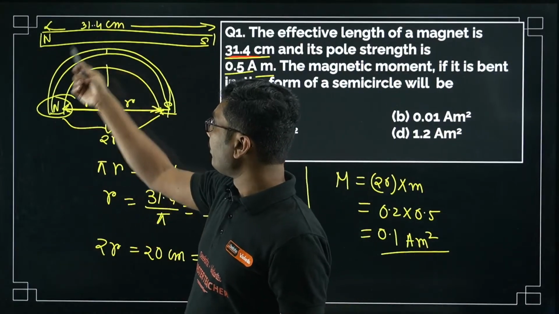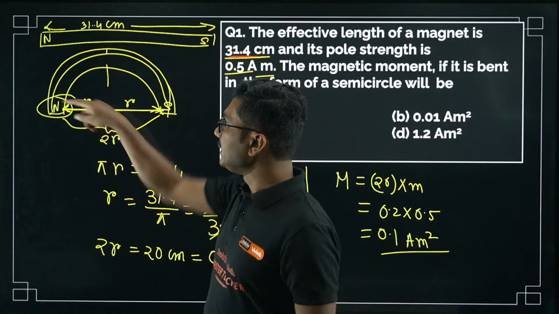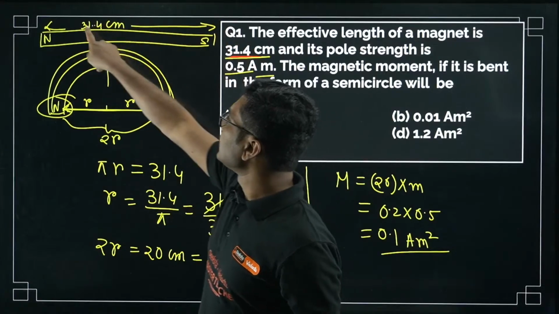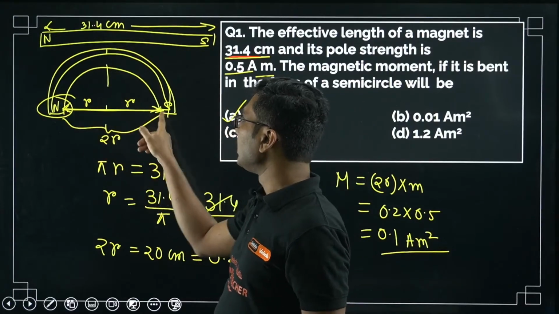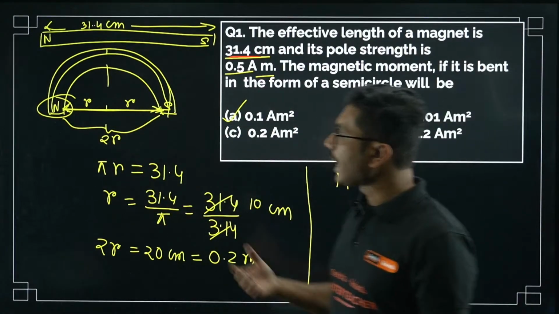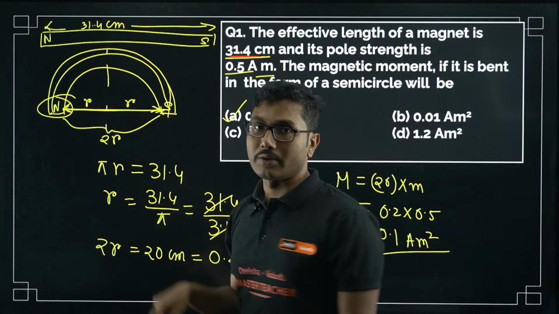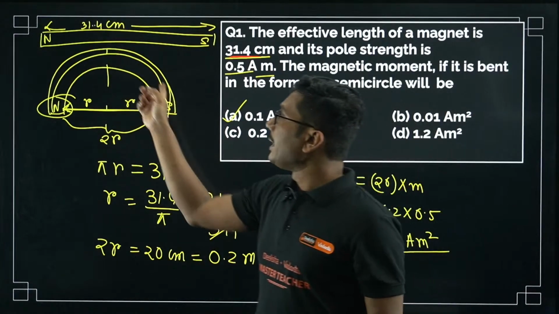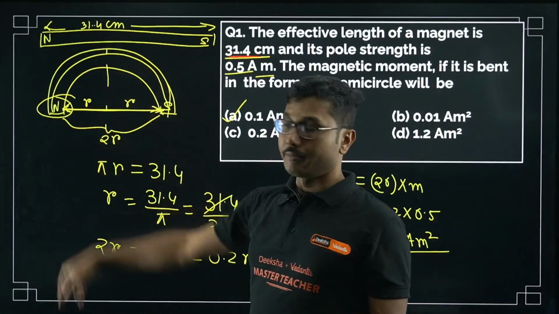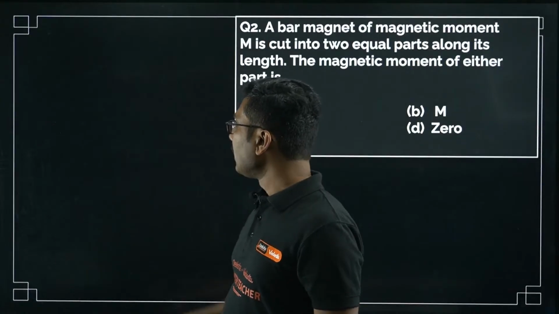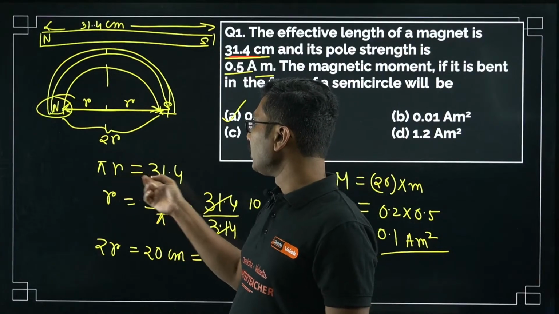Now as you have bent it, the distance between the poles has changed. So this is the new distance. Initially, when they are straight, the distance between them was 31.4 centimeter. Now because you have bent it, the distance between the poles has changed. So how to calculate this new distance? We know that it is bent in a semicircular form. What is the circumference of a semicircular form? The circumference is basically pi r. 2 pi r is normally for a full circle, pi r is for a semicircle. So pi r is equal to 31.4.